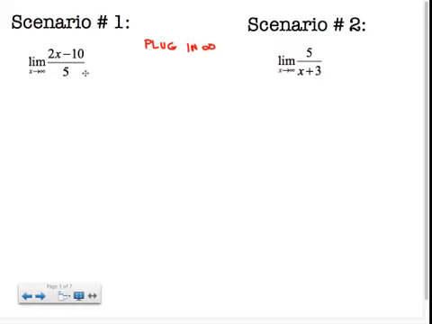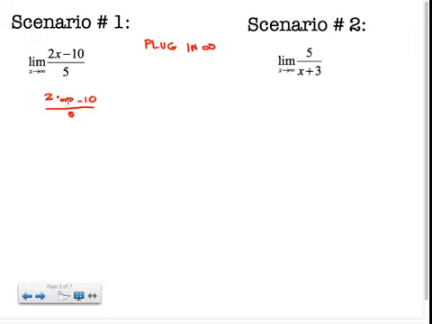So what happens in this first function if I plug in infinity? Well, I would get 2 times a very, very large number, as large as I would care to make it, minus 10, divided by 5. And I need to ask myself, what's actually happening here?